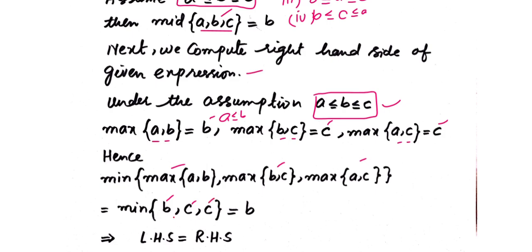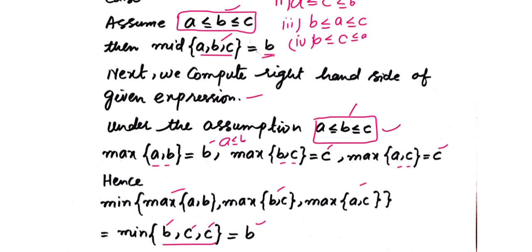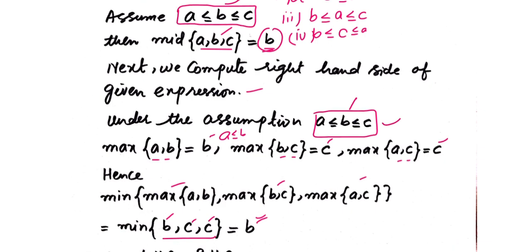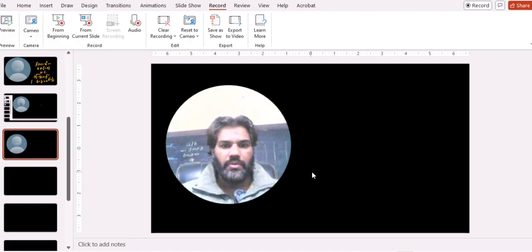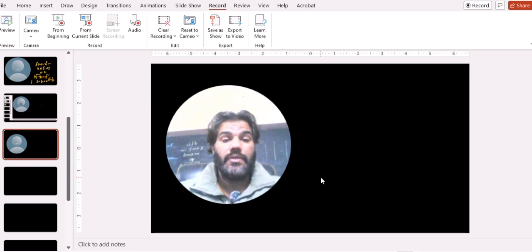Now among these three numbers we have to find the minimum number. The minimum number of this set B, C, C is clearly B under this assumption. Which is equal to the left hand side, because in the left hand side your answer is also B here, and on the right hand side the answer is also B here. Hence left hand side is equal to right hand side. So this way we have completed exercise 2.2.